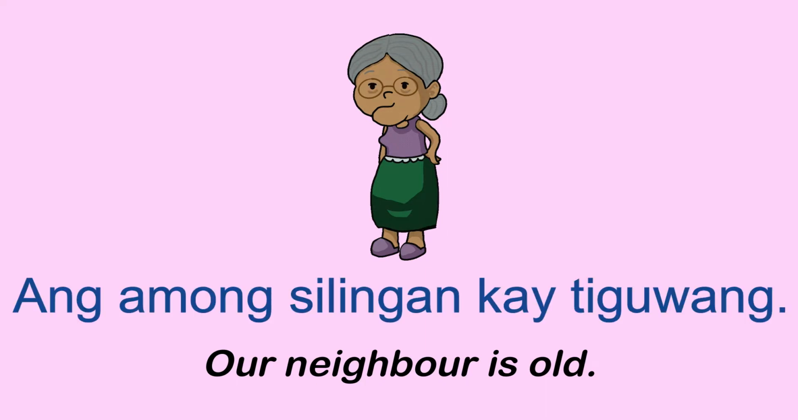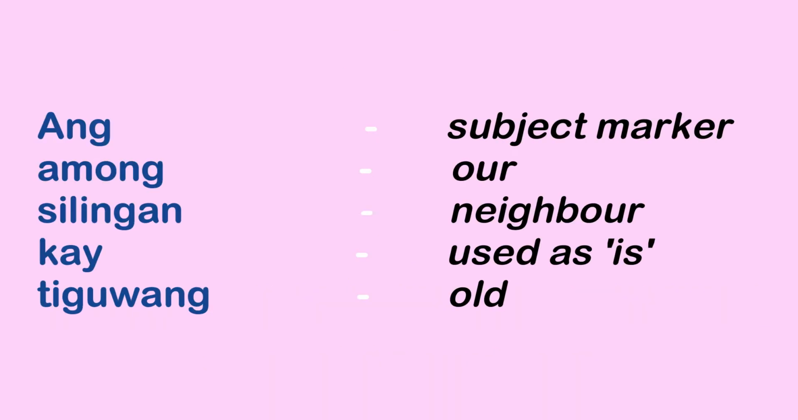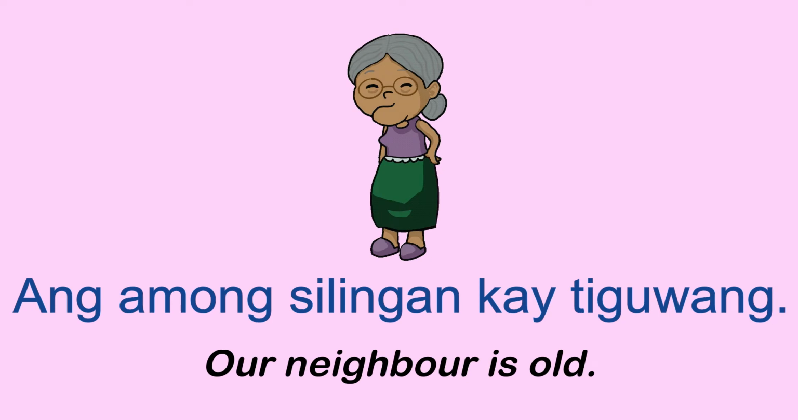Ang among silingan kay tiguang. Our neighbor is old. Ang among silingan kay tiguang. Breaking the sentence, we've got ang is our subject marker here. Among means our. Silingan means neighbor. Kay is "is". And tiguang means old. Ang among silingan kay tiguang. Our neighbor is old.